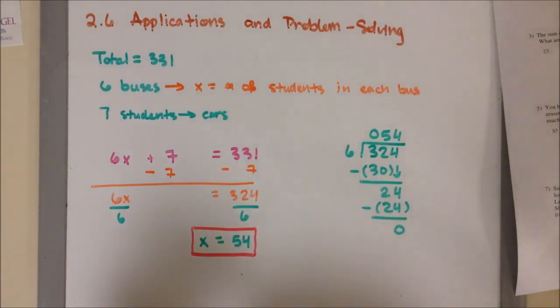So basically, pick out the information from the word problem, set up your equation, solve for your unknown variable, and then get your final answer. That's what it basically means by application and problem solving.